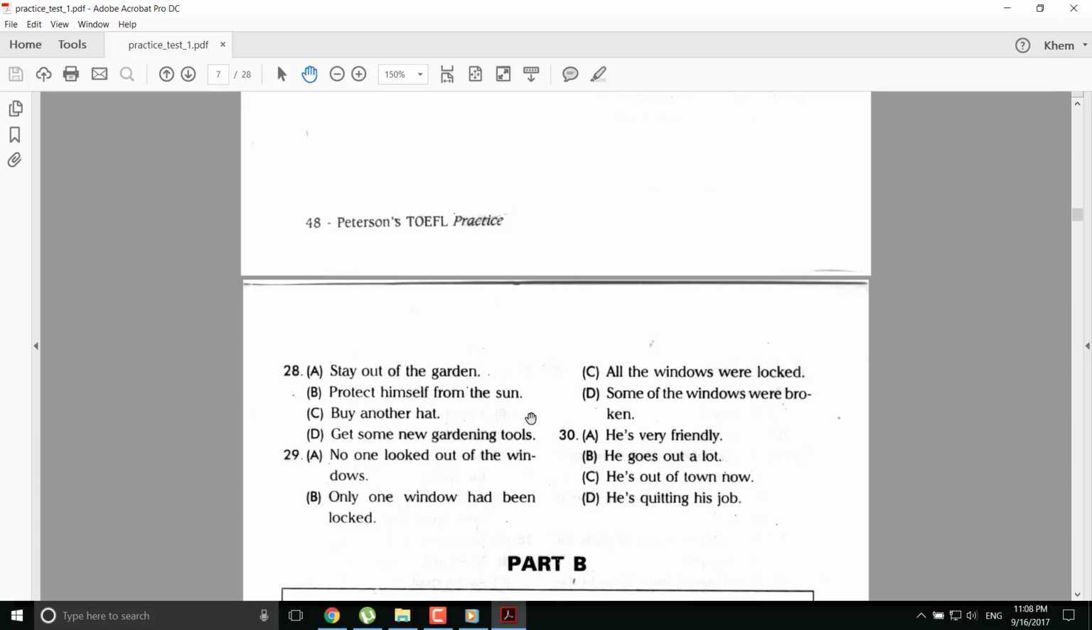Number 29. Were any of the windows unlocked? Not one of them. What does the man mean? Number 30. Harry, what's your new roommate like? Well, for one thing, he's very outgoing. What does Harry say about his roommate?